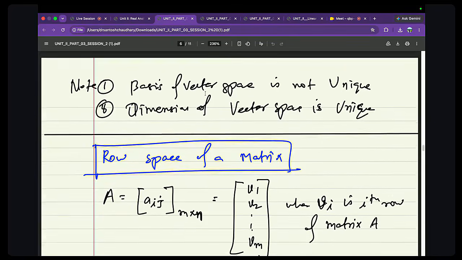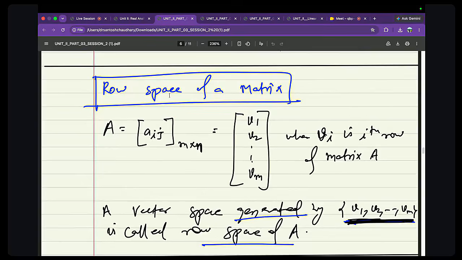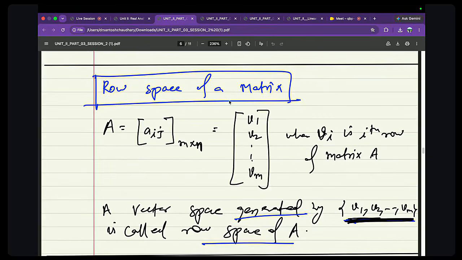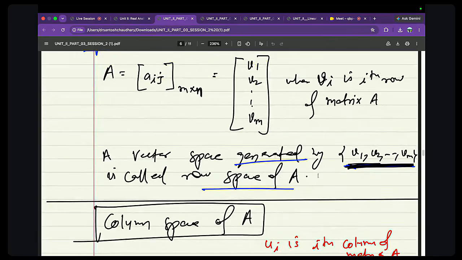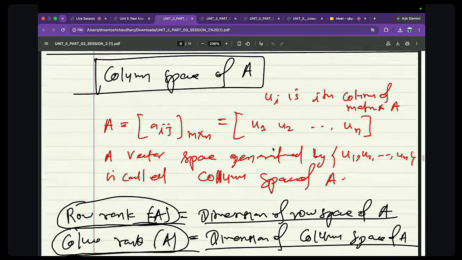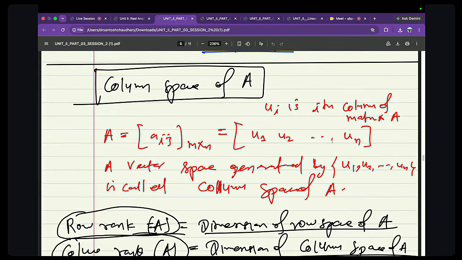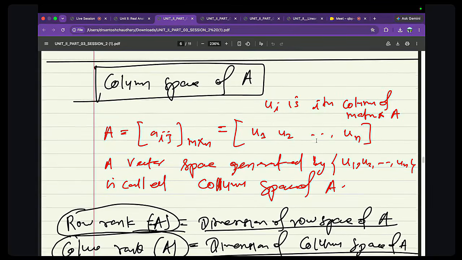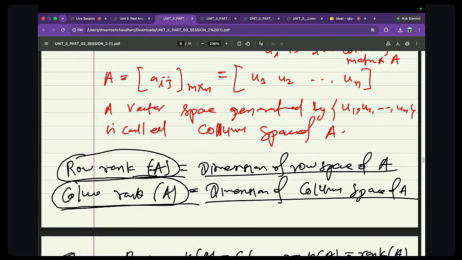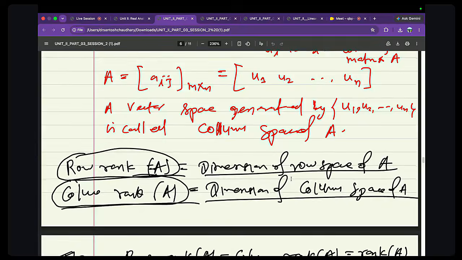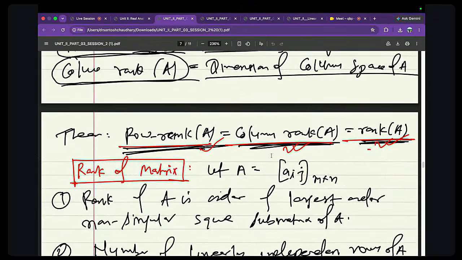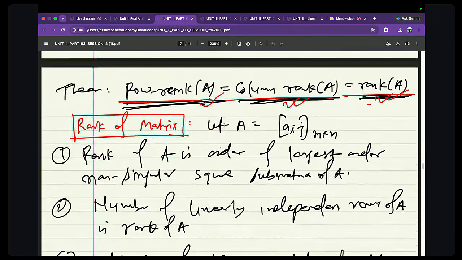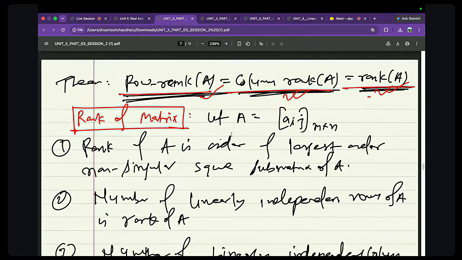So what is a row space? It's a vector space generated by rows of a matrix. Like I've given v1, v2, ..., vm as rows. Column space is the vector space generated by columns of a matrix, so u1, u2, ..., un are columns actually. What is row rank? Row rank is the dimension of row space. What is column rank of a matrix? Dimension of column space. And they both are equal to the rank of a matrix. So row rank, column rank, and rank will always be equal. There are many different ways to find rank.